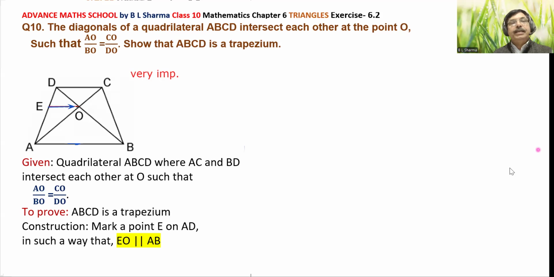एक हमने कंस्ट्रक्शन किया, EO किसके पैरेलल होना चाहिए? ये AB के पैरेलल होना चाहिए. एंड नाउ प्रूफ. इन ट्राइंगल DAB देखिए, EO is parallel to AB. So by basic proportionality theorem, DE upon EA is equal to DO upon BO.